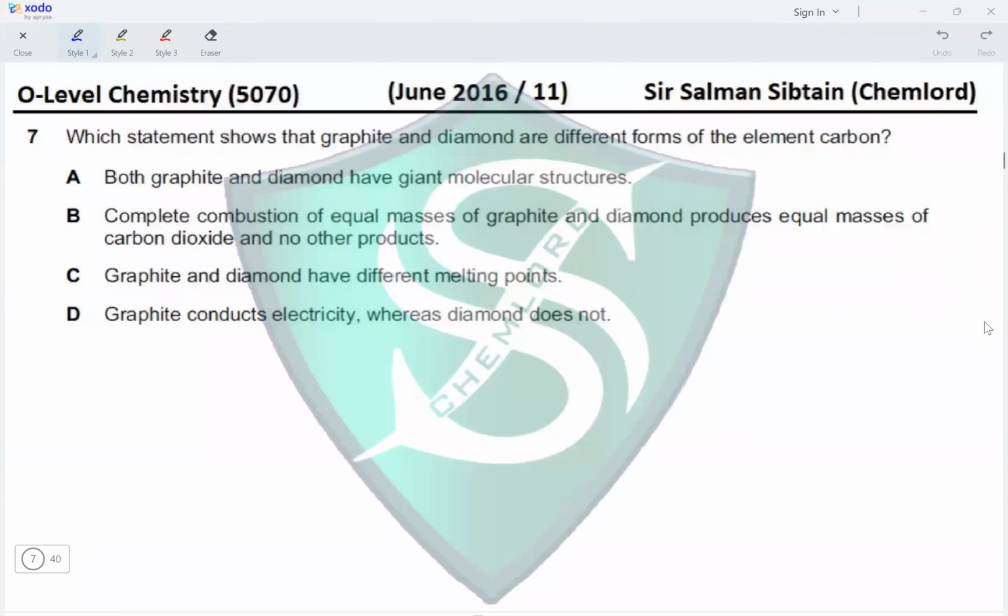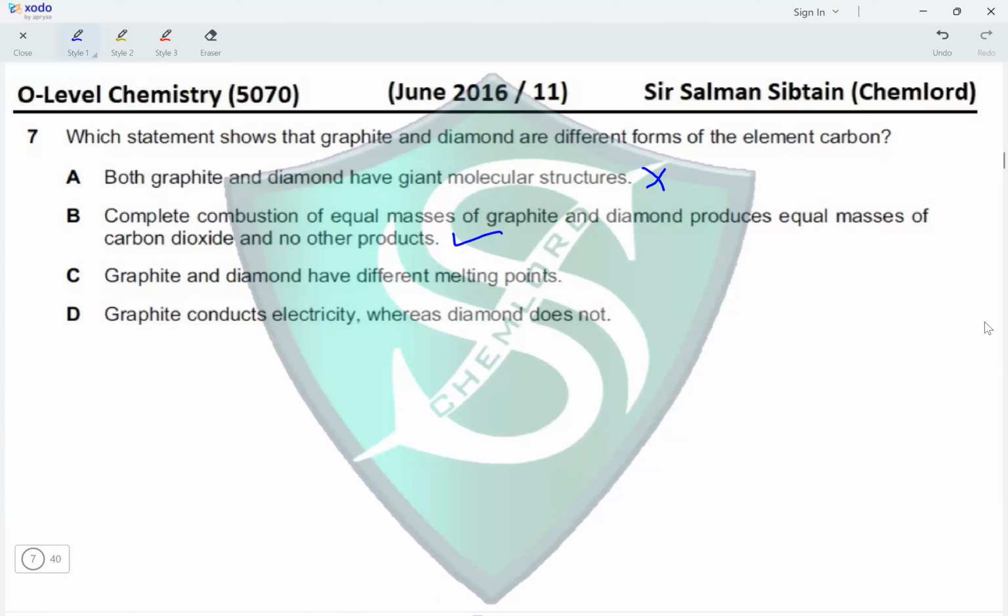Question 7. Which statement shows that graphite and diamond are different forms of the same element carbon? Both graphite and diamond have giant molecular structures. Yes, both of them have giant molecular structure, but this does not show that they are all structures of carbon. Complete combustion of equal masses of graphite and diamond produces equal masses of carbon dioxide and no other products. Yes, this does show that they are both allotropic forms of carbon, because if any other element was present, then its oxide would also have been produced. But since only carbon dioxide is being produced, that means both of them are only made up of carbon.